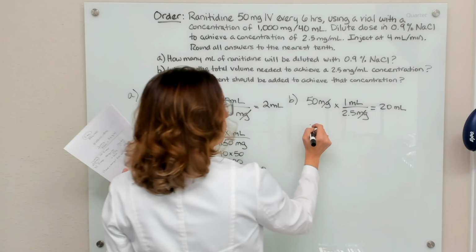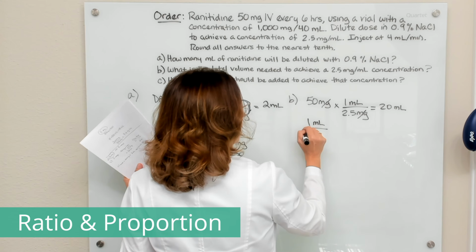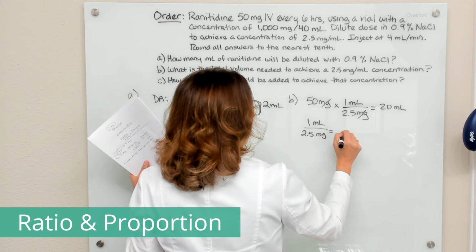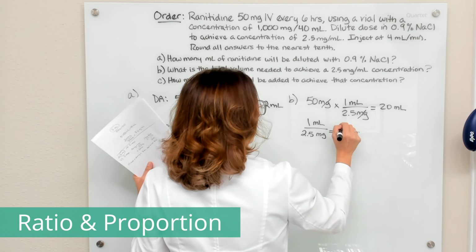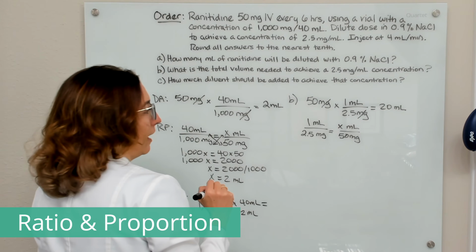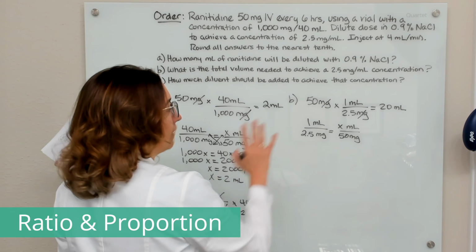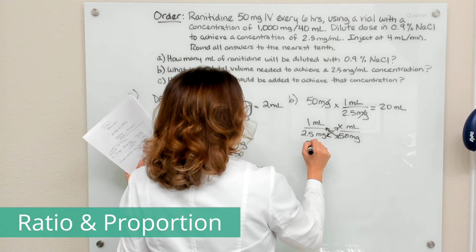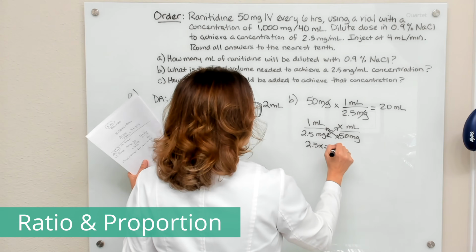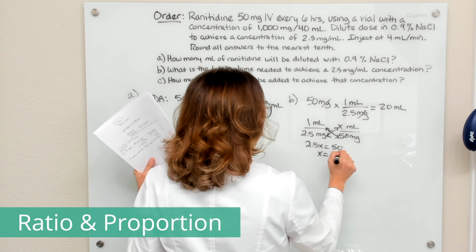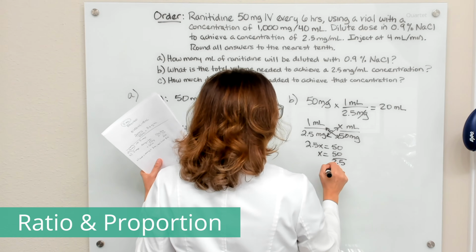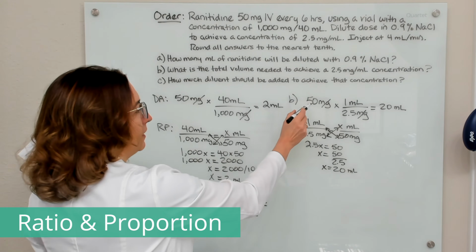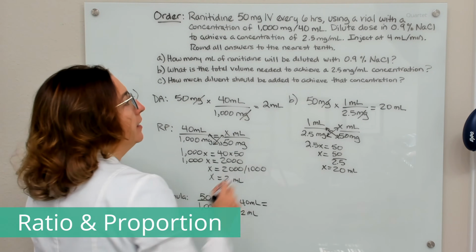I can do this with ratio and proportion as well. So this is our desired concentration. And what I have is 50 milligrams, and I'm looking for how many milliliters I need to have that dose in to have that desired concentration. Cross multiply, 2.5x equals 50, x equals 50 divided by 2.5, x will equal 20 ml. So we need to make sure our 50 milligrams is in 20 mLs of solution so that we have the right concentration.